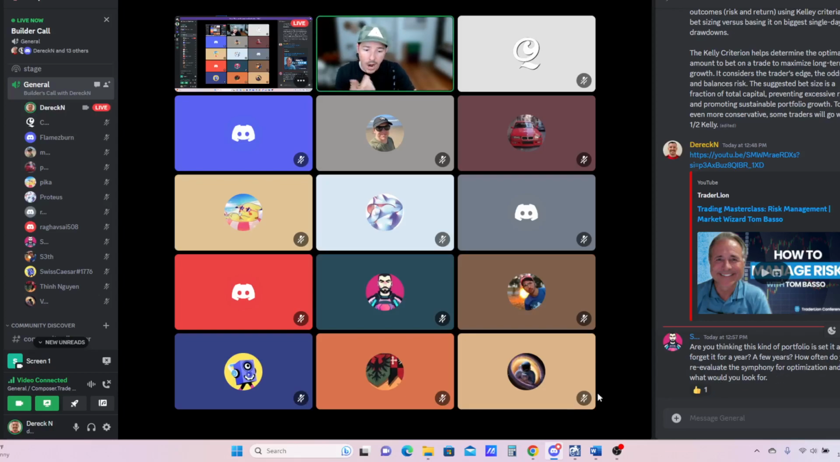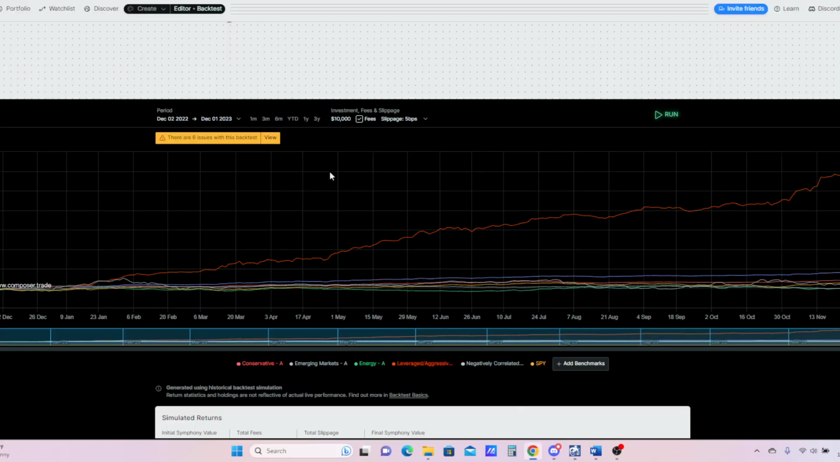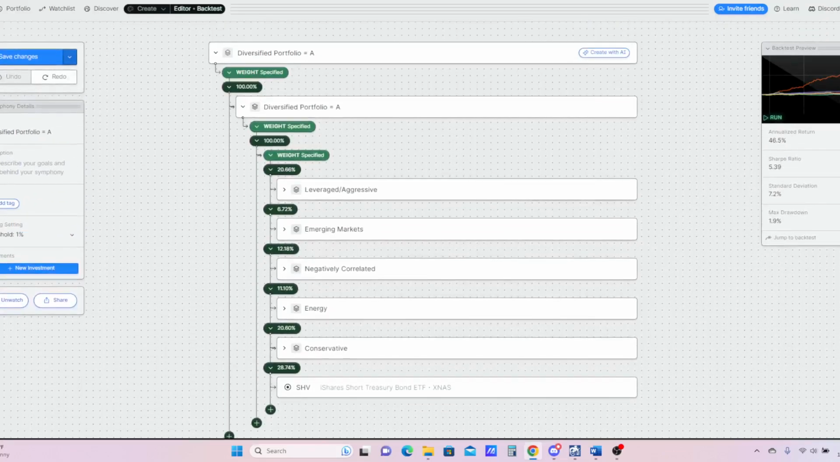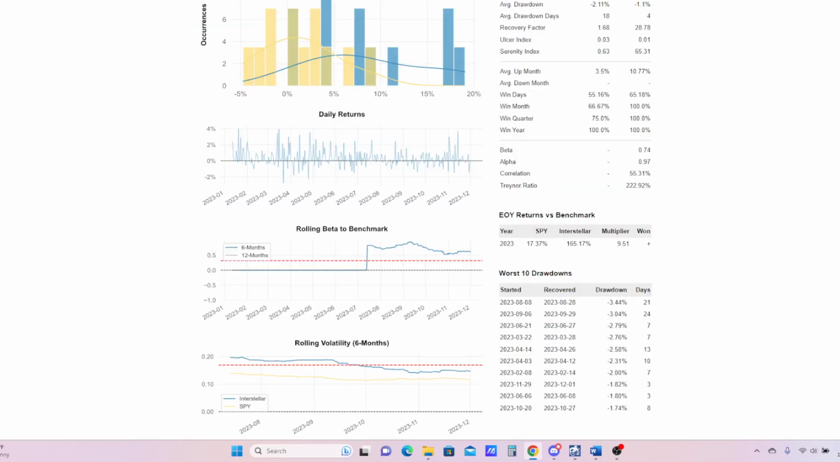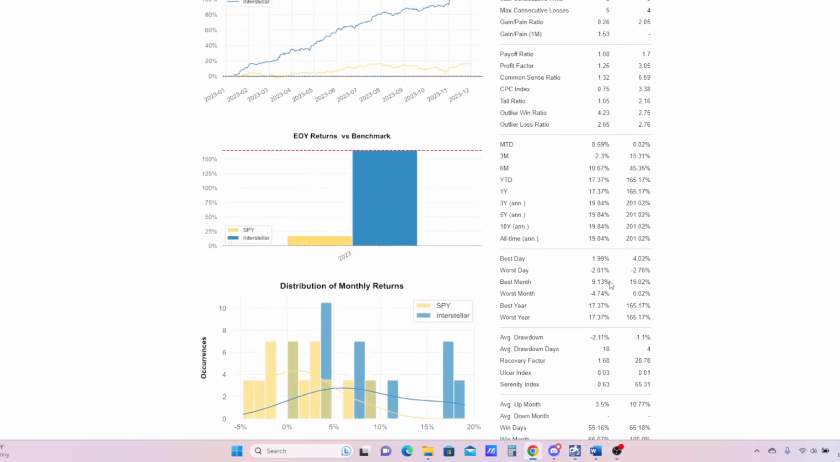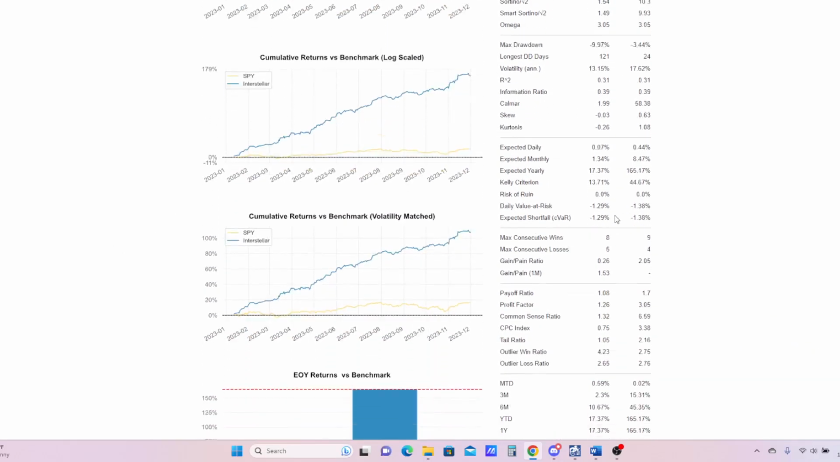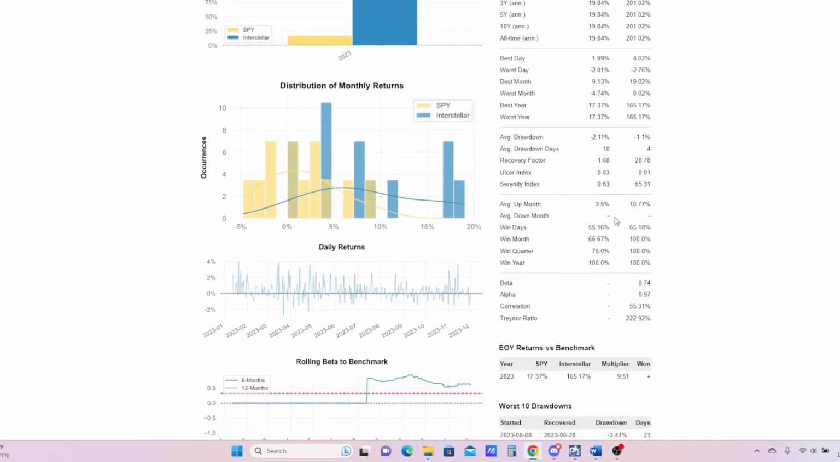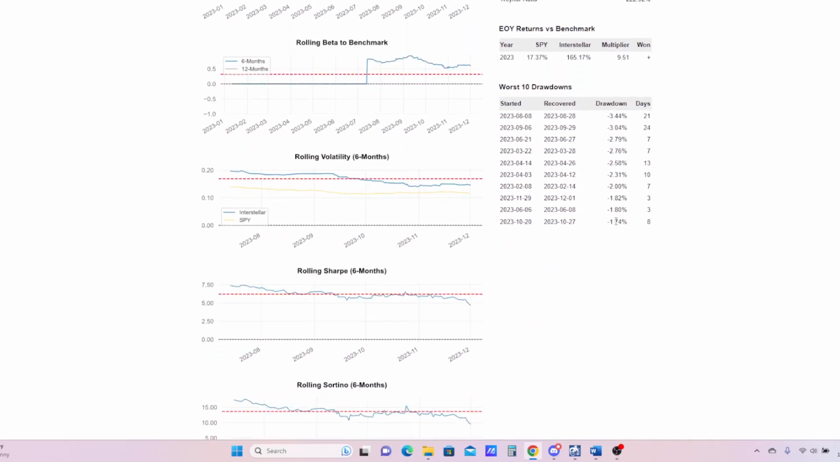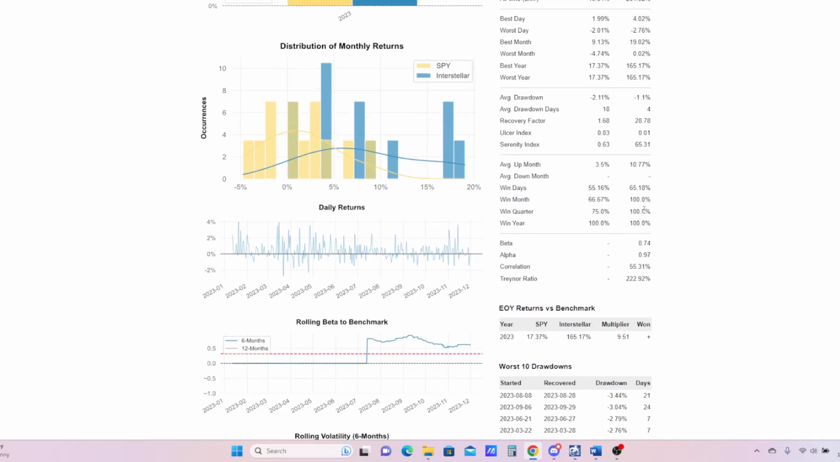So as far as what I would look for, I would probably look for individual symphonies that are performing really badly, and I would probably run them through quant stats and look at their weaknesses and whether there's too much risk involved in the symphony. I would probably look at their win months. If they have a low winning month percentage, I would factor that into how much I want to allocate towards those as well.